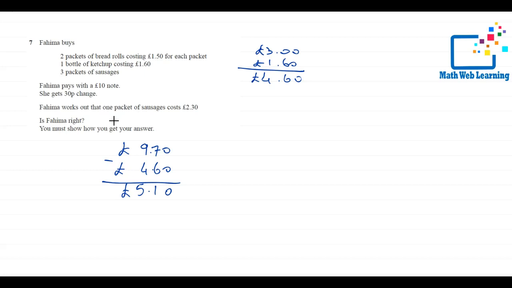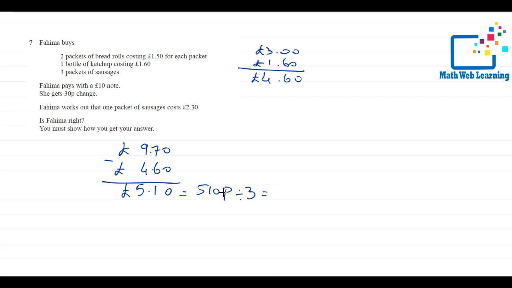Now, how do I calculate the cost of 1 packet of sausage? Well, you divide it by 3. As it stands, as a decimal number, it may be difficult for you, so change it to pence. £5.10 is equal to 510 pence. You multiply by 100. Now you divide by 3, right?